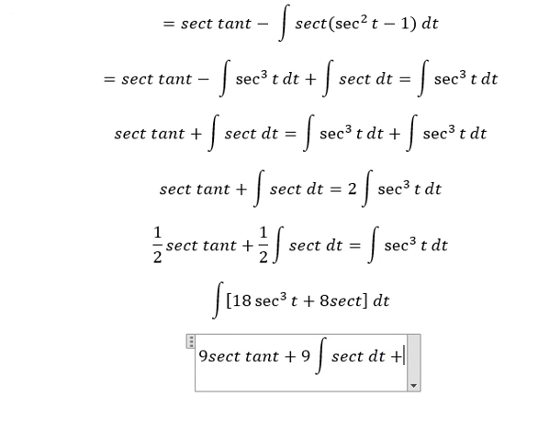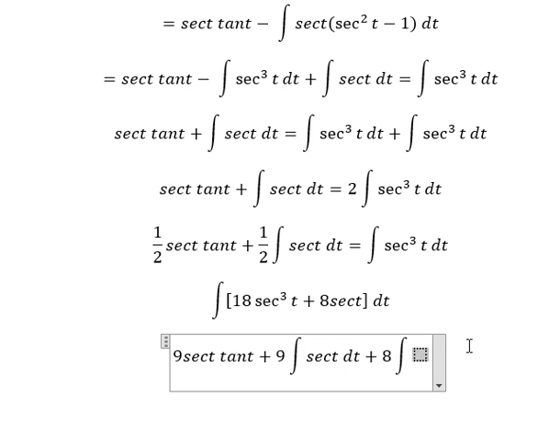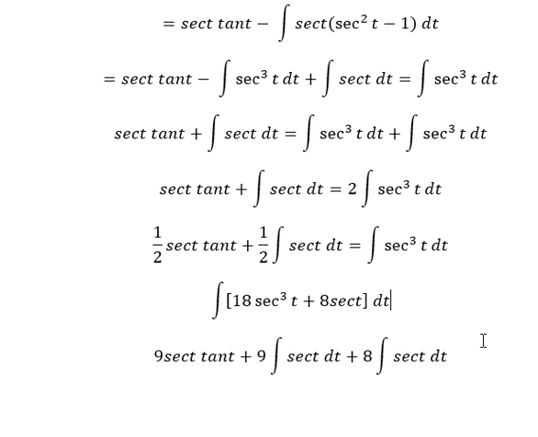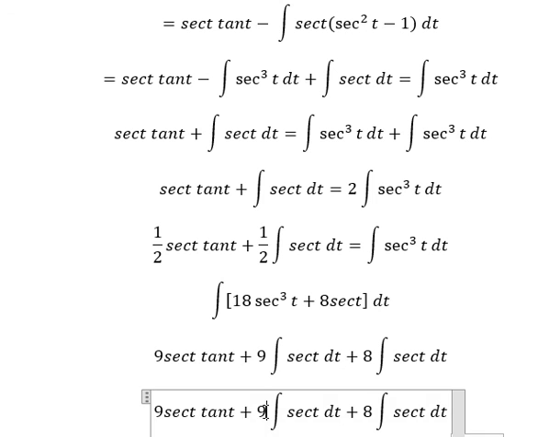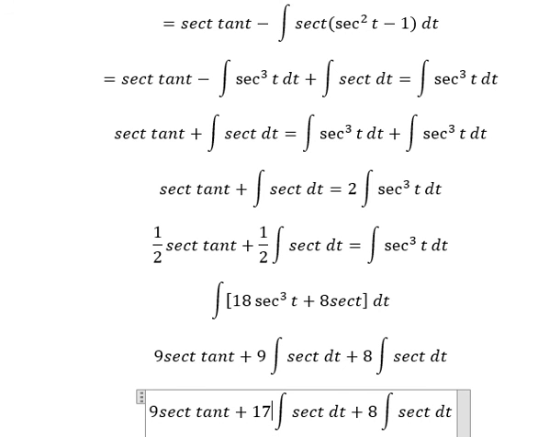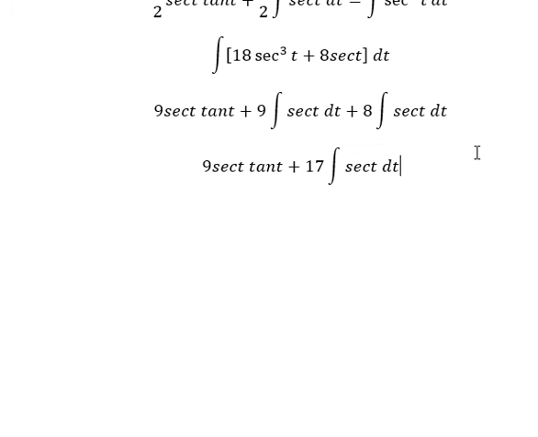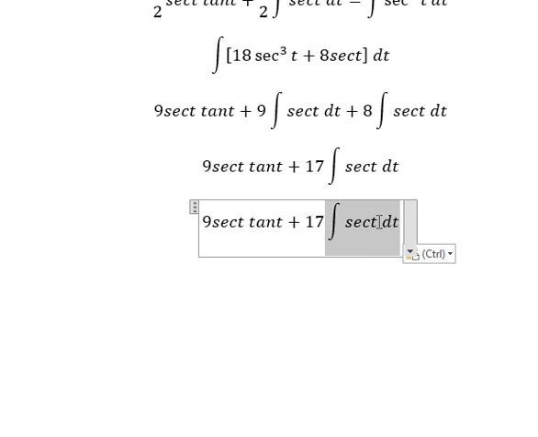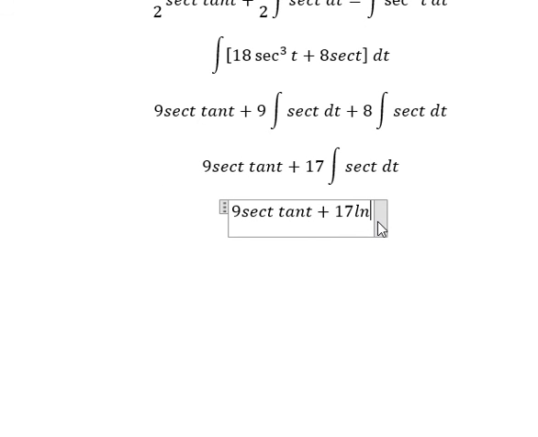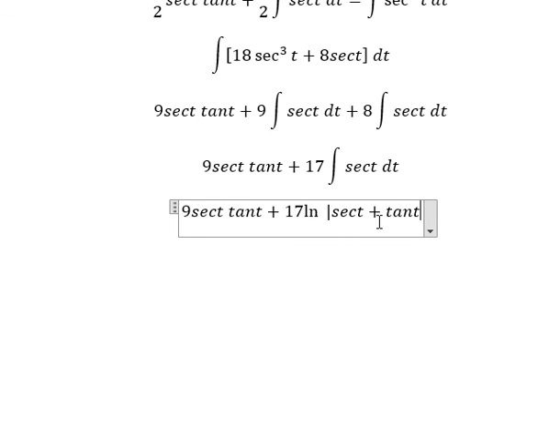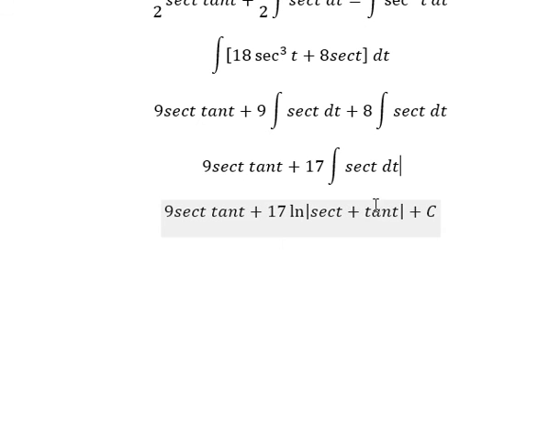And now we have another number 8. And we have the integration of secant t dt. 9 plus 8, you get 17. The integration of this one gives ln of the absolute value of secant t plus tan t. And we put c in here.